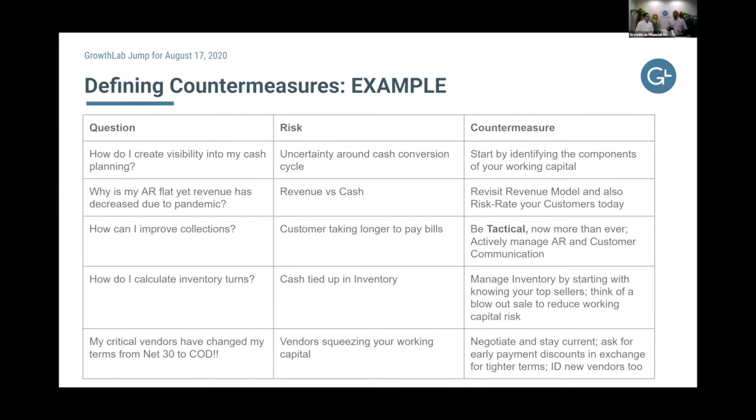So being tactical, now more than ever, means actively managing your accounts receivable, and more importantly, having proactive conversations with your customers so that it ultimately feeds into your risk, your customer segmentation and risk profiling of those customers. Getting a better sense. Now, we should always be calling our customers up and seeing how they're doing and getting feedback. You can do that now, but with an eye towards risk, right? With an eye towards, is this going to be collectible?